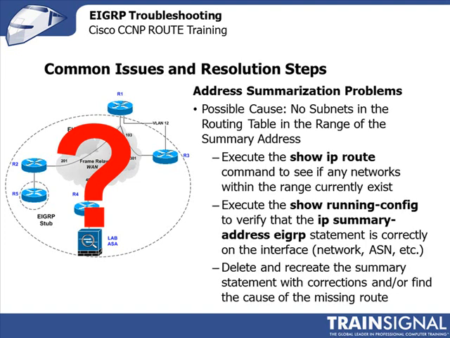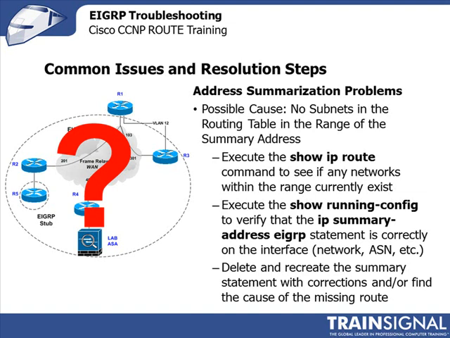Another area that we can look at, aside from IP routes not appearing in the routing table and the neighbors not appearing as expected, is address summarization problems. And one of the reasons why address summarization may not work is because there are no subnets in the routing table within the range of the summary addresses.